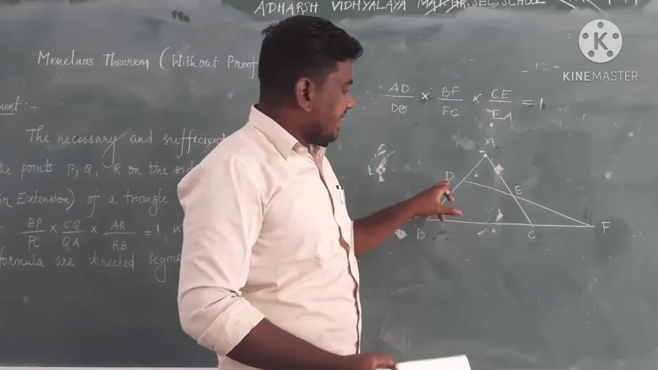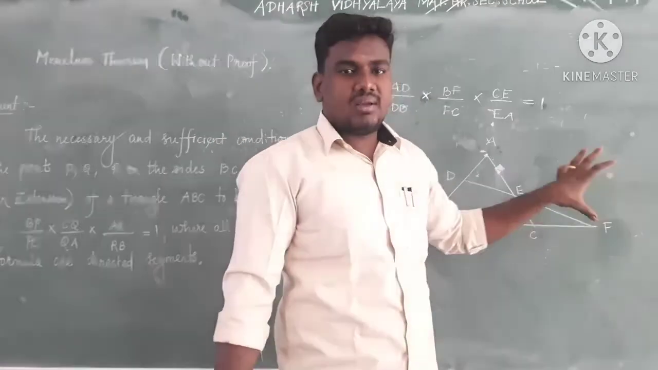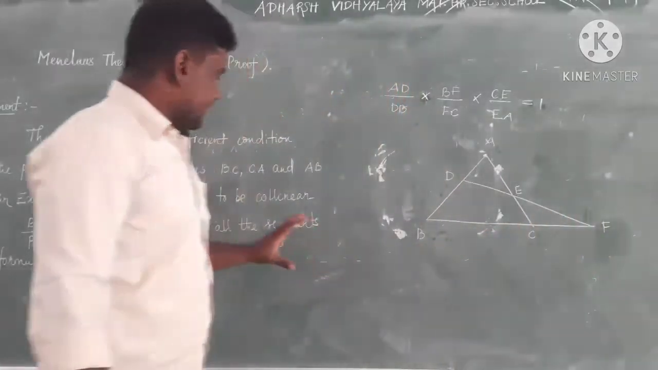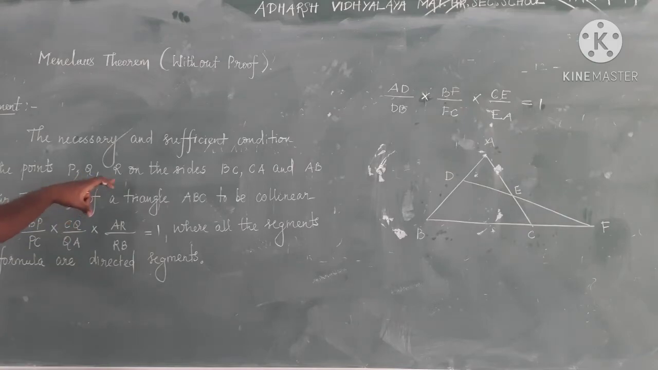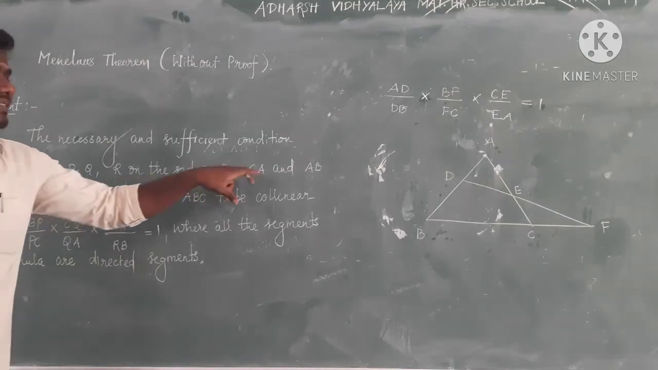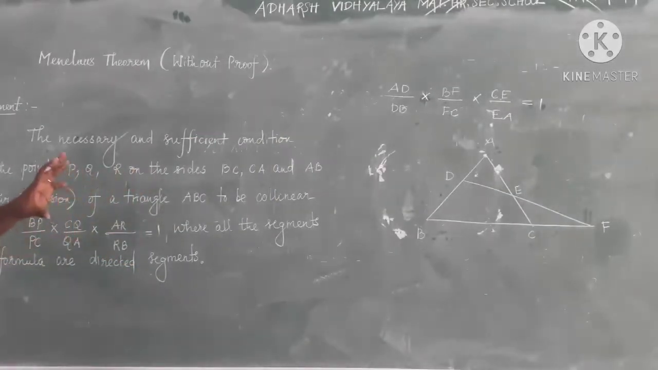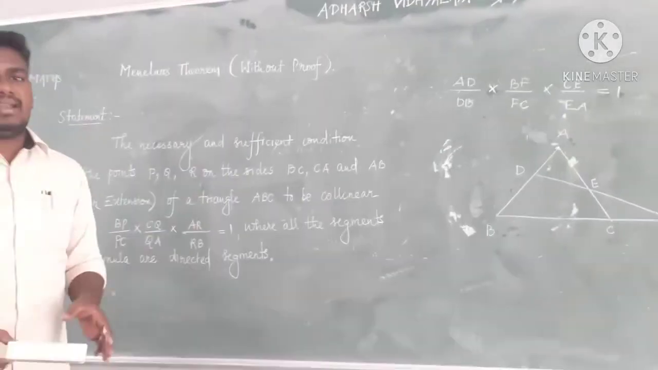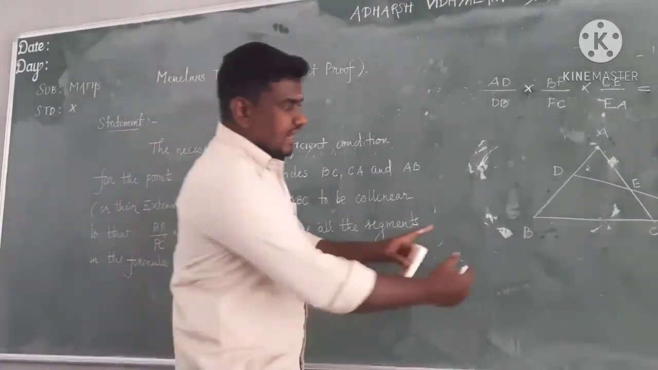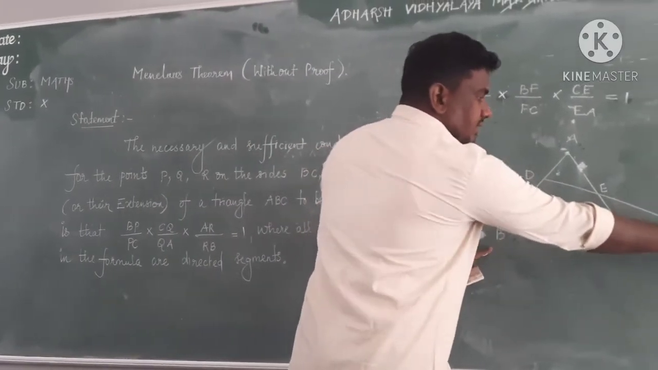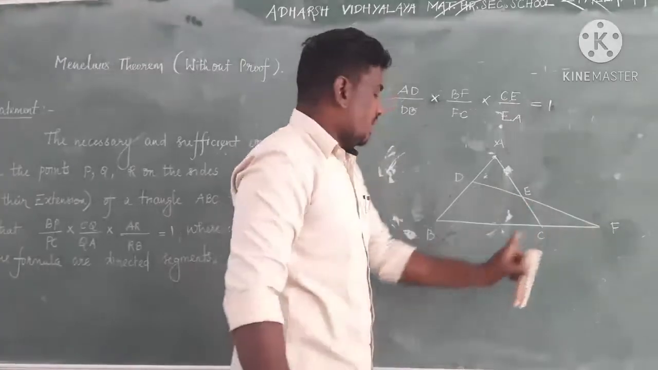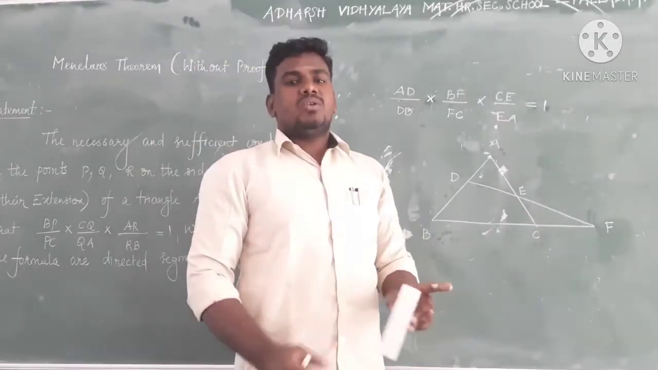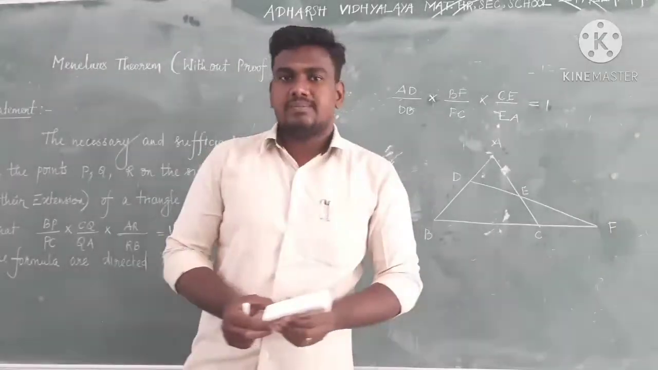I hope you understand. Here I have taken D, E and F as the points on the sides AB, BC and CA respectively. In the theorem statement they have given P, Q and R on the sides BC, CA and AB. One point must be on the extension of the side, then only we can construct a collinear line. Otherwise, we can't construct. That's why here I extended the side BC and mentioned the point F on the extension of the side BC. I hope you understand. This is the important theorem. Now we are going to solve a problem related to Menelaus theorem.